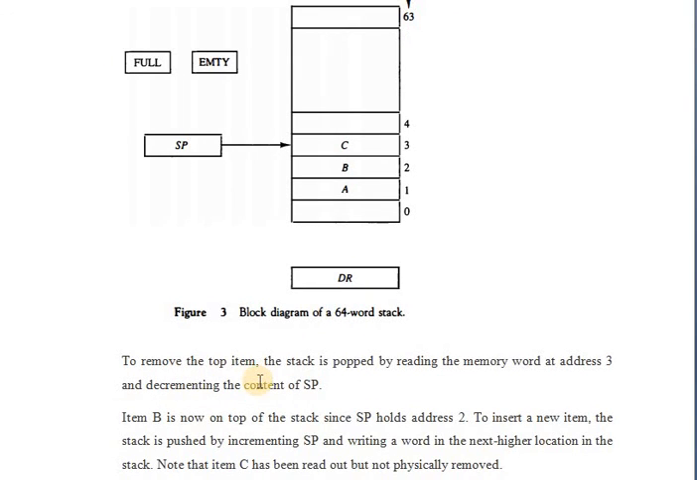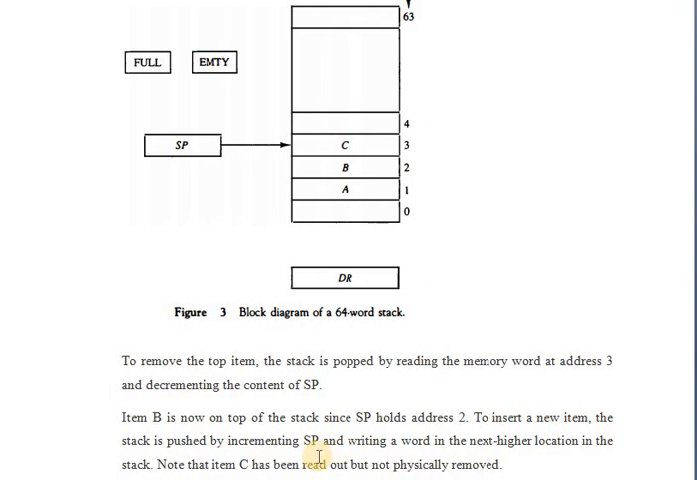To remove the top item, the stack is popped by reading the memory word at address 3 and decrementing the content of SP. For example, if we are removing the element C, then the stack pointer will point to the address of the element B. Item B is now on top, and SP holds the address 2. If C is popped out, that is, if C is deleted from the stack, then it will point to the next address, 2.